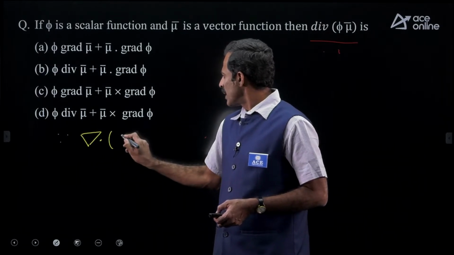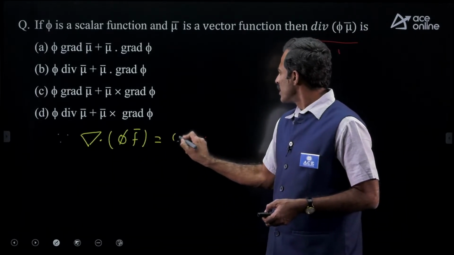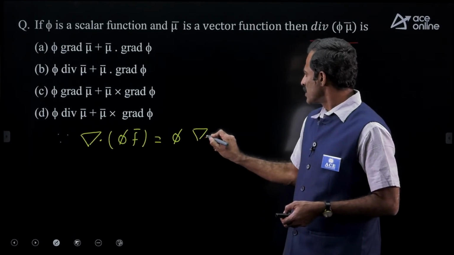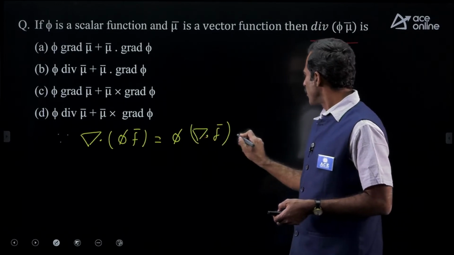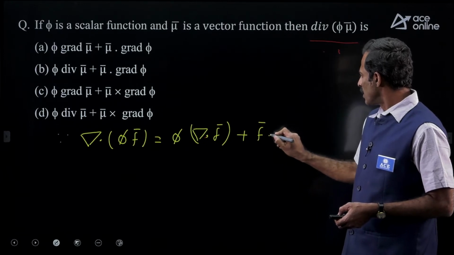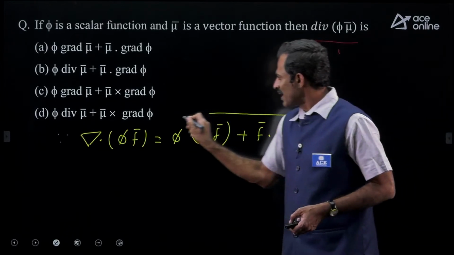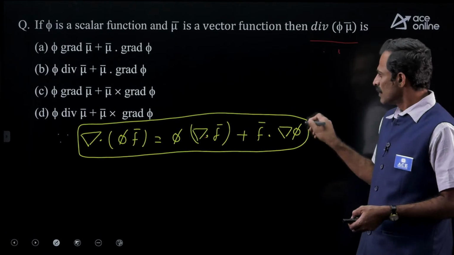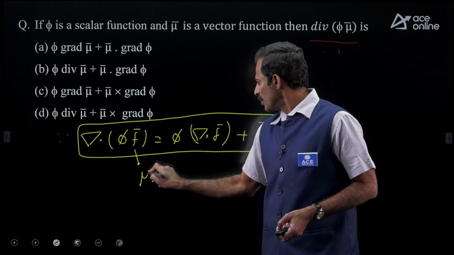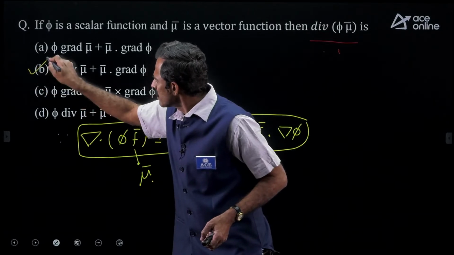Since the divergence of scalar multiple of vector function is equal to scalar into the divergence of vector function plus the vector function f bar dot del of phi. Now this is the standard identity only. Now here phi equal to phi, f bar is in place of f bar. If you write the mu bar vector, then this identity becomes the second one only. So option B is correct one.